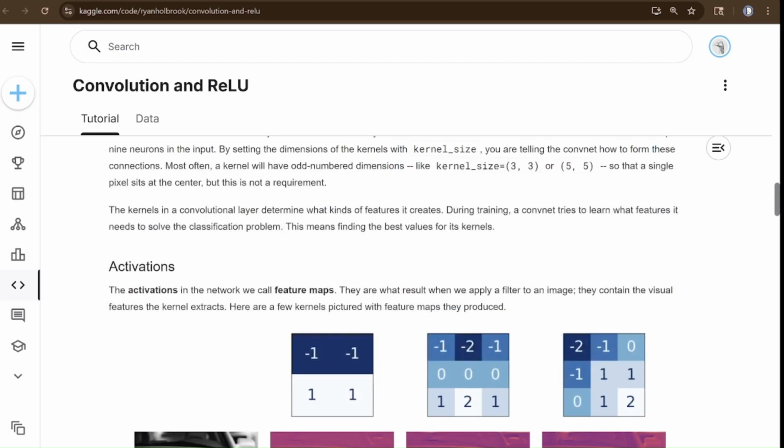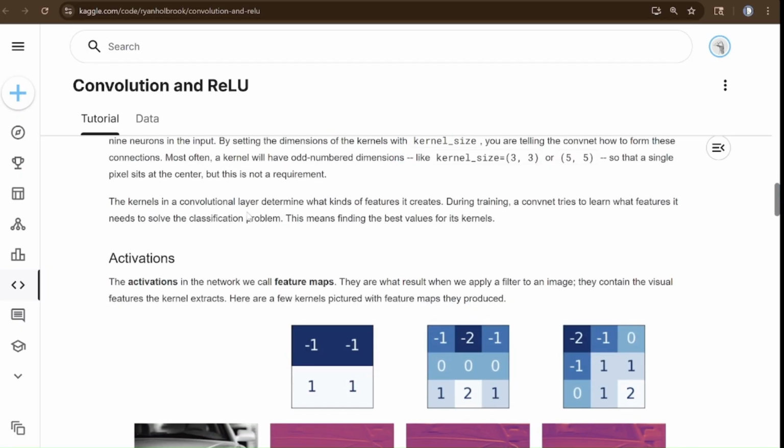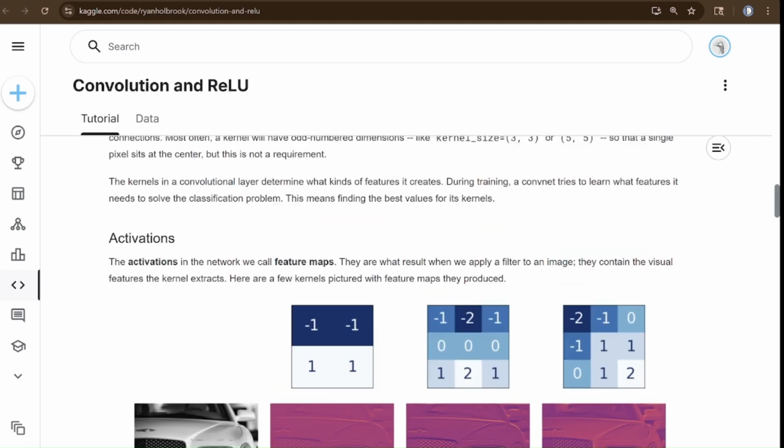Okay. Now next one. The kernels in a convolution layer determine what kinds of features it creates. During training, a convolutional network tries to learn what features it needs to solve the classification problem. This means finding the best values for its kernels. Okay. So while training, it tries to learn which one is giving you a better solution. So it is actually finding the best values for the kernels. Activations.